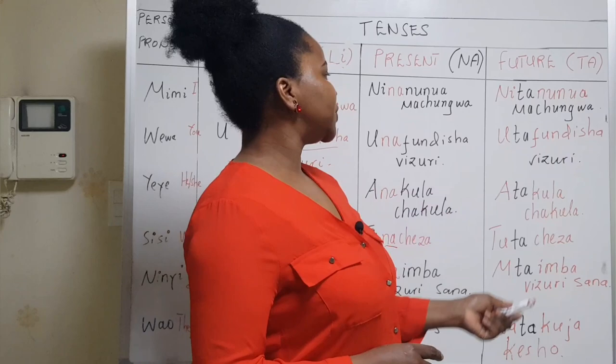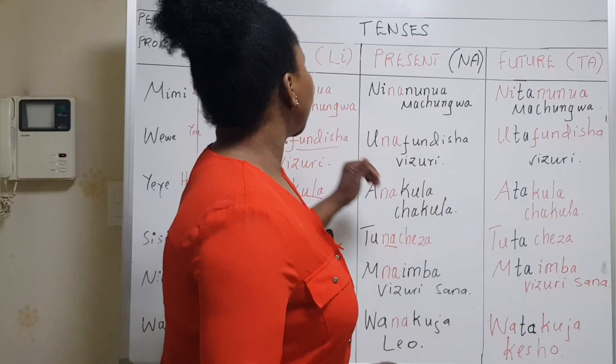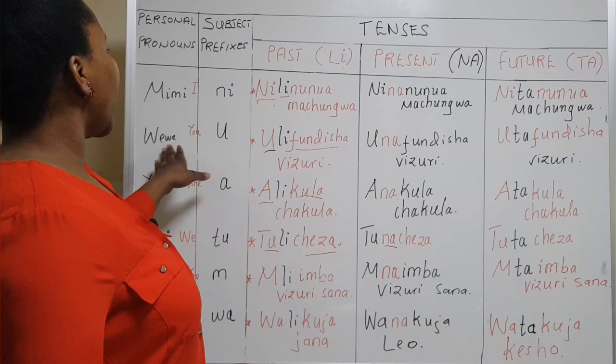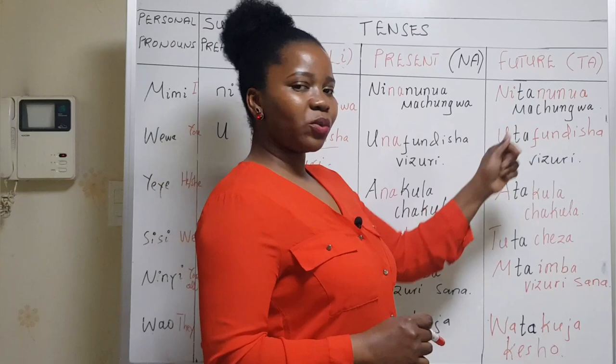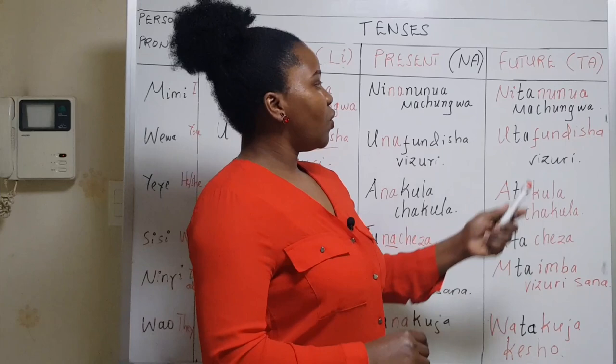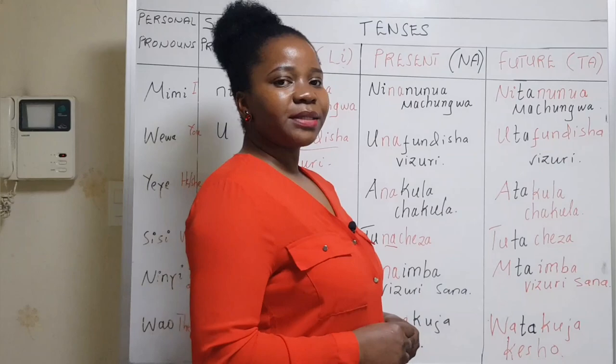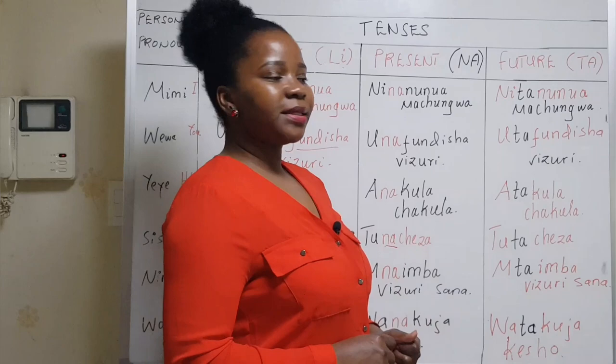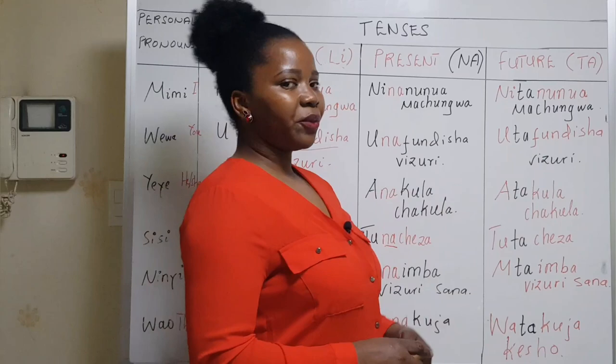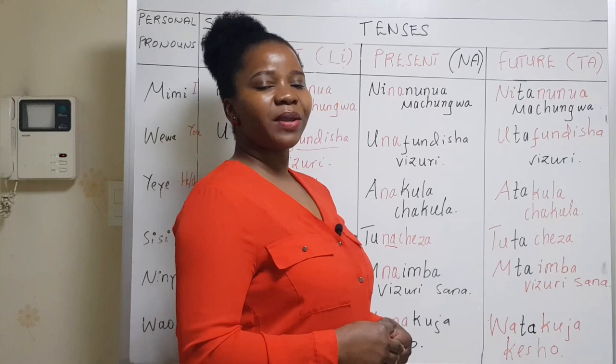Utafundisha vizuri. U is the personal pronoun that represents wewe, which means you. So utafundisha vizuri. Wewe utafundisha vizuri. That means you will teach very well. U is a personal pronoun that represents you. And ta is standing to represent the tense. And fundisha is teach. Vizuri is very well. So utafundisha vizuri, that means you will teach very well.